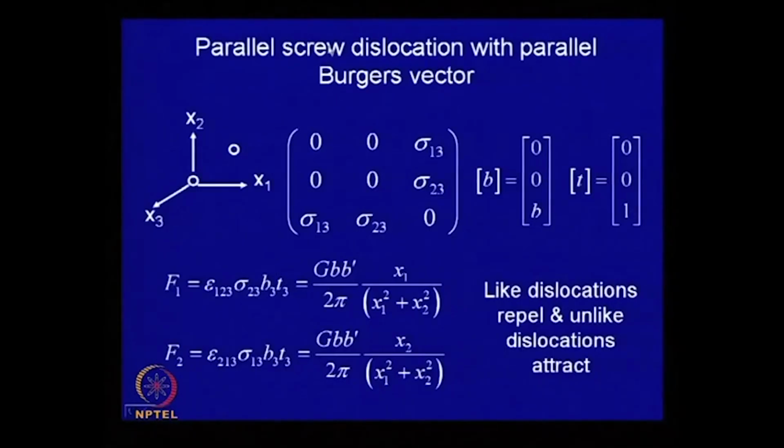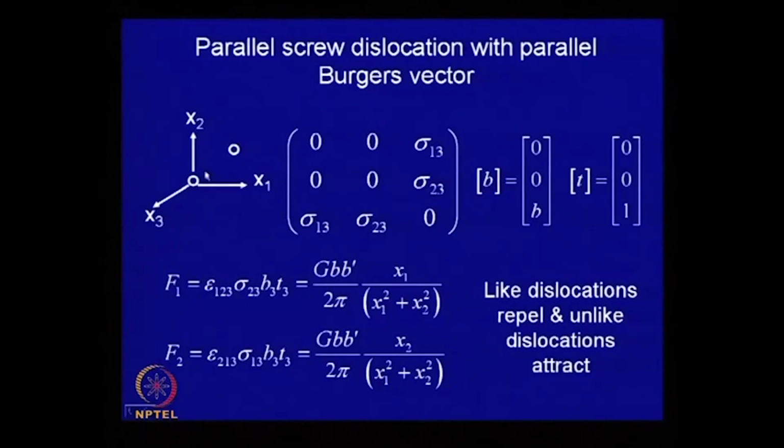This is shown over here. Suppose we consider two parallel screw dislocations with a parallel Burgers vector. Here this dislocation lies along the axis x 3, and another dislocation is here which is also lying along x 3. The nature of this interaction will obviously depend on the way these dislocations are arranged, so we take a very simple example here.